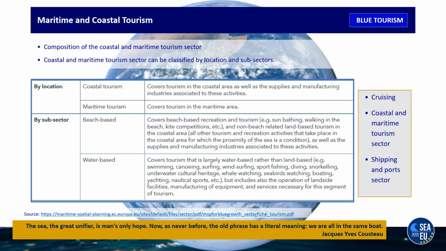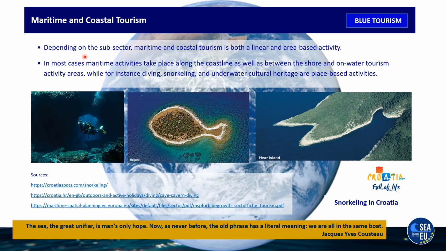Coastal and maritime tourism sector can be also classified by location and subsectors. So we have coastal tourism and maritime tourism, and by subsector we have beach-based tourism and water-based. You can read here what's the difference between both. Depending on the subsector, maritime and coastal tourism is both a linear and area-based activity. In most cases, maritime activities take place along the coastline as well as between the shore and on-water tourism activity areas, while, for instance, diving, snorkeling, and underwater cultural heritage are actually place-based activities.